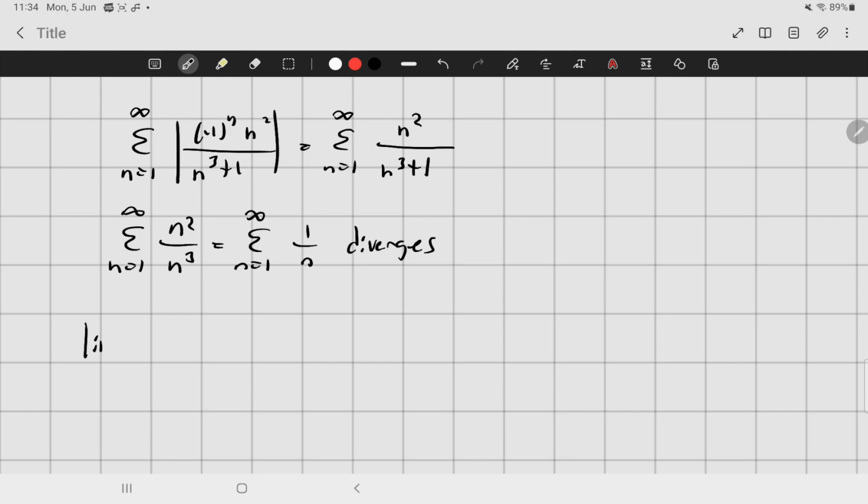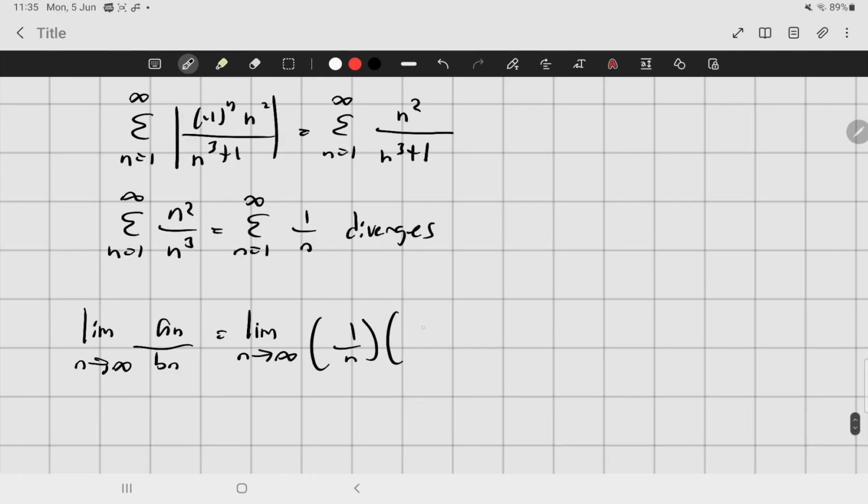So, the limit comparison test tells us that if the value of the limit is larger than 0, then if our known series diverges or converges, then our test series also diverges or converges. It depends on the series we tested on. So, a_n over b_n. a_n is our known series, b_n is our test series. So, a_n will be 1 over n. And our test series will be n squared over n cubed plus 1.